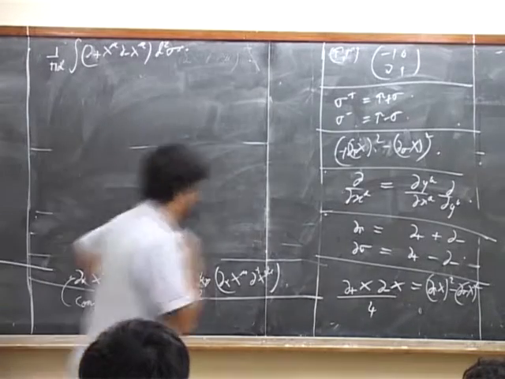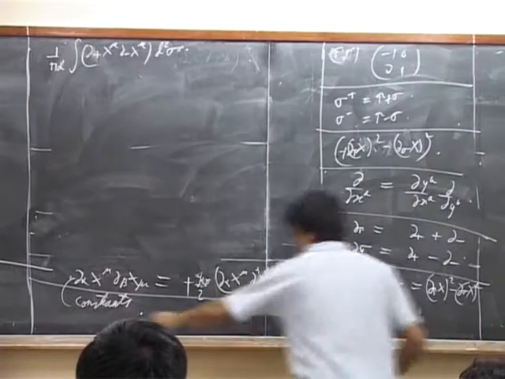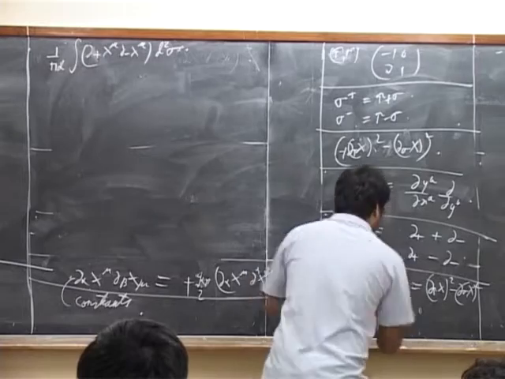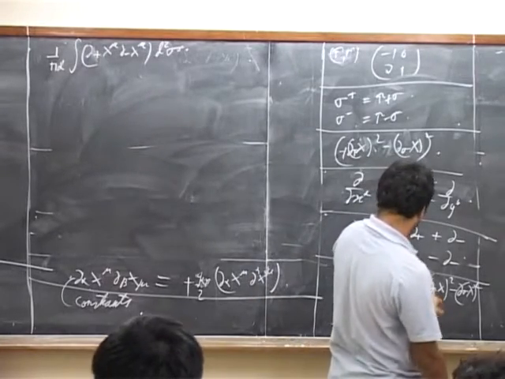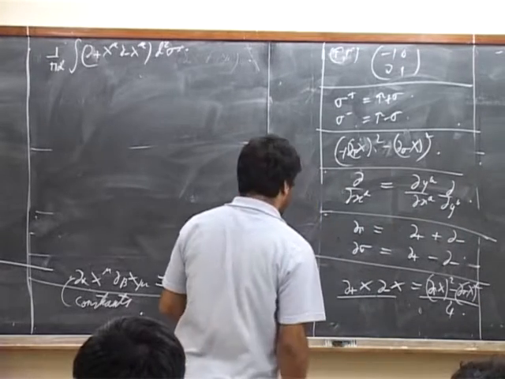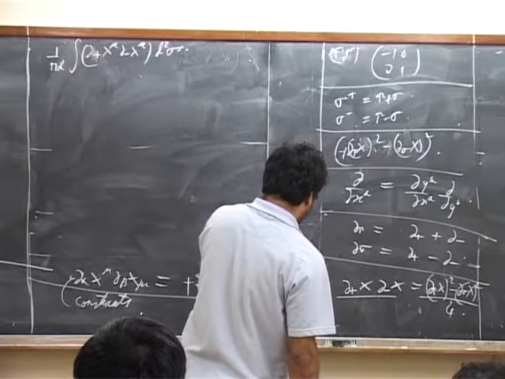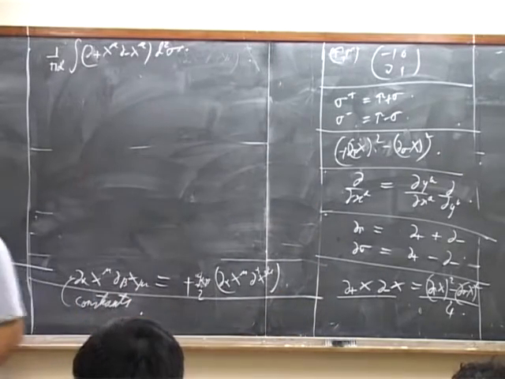1 by 4 should be on the other side. Let's see. Very possible. Let's see. If we put in what? And now is that consistent with that? Yeah, it is consistent. Sorry. Good.